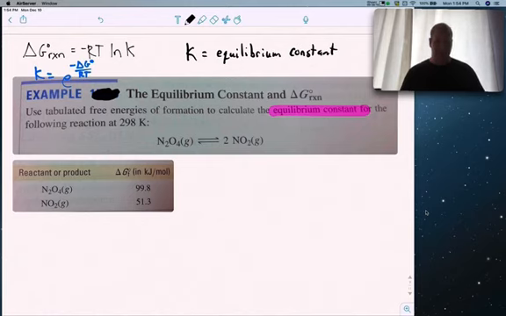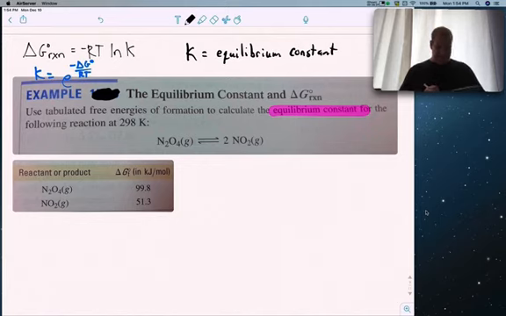So calculate the equilibrium constant for the following reaction at 298 Kelvin. And that means that we don't have to do this in the laboratory. We can go to the library and calculate this out. We don't even have to go to the library anymore. We can look it up on the internet, and then you can apply your equations.